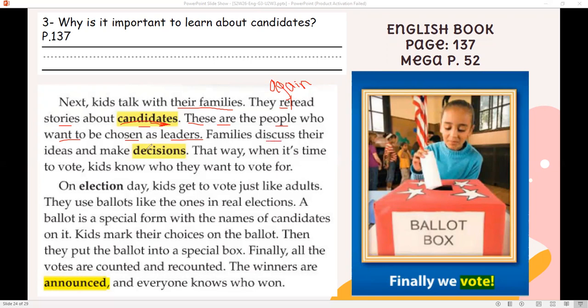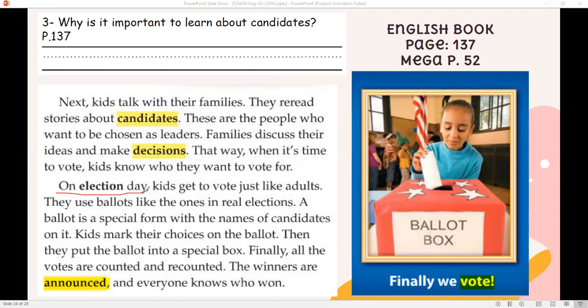Families discuss their ideas and make decisions. They choose, they reach a judgment. That way, when it's time to vote, kids know who they want to vote for. Okay? That's how kids will be involved in the actual election. They will know who's this leader, who's good, who's bad, according to their parents.